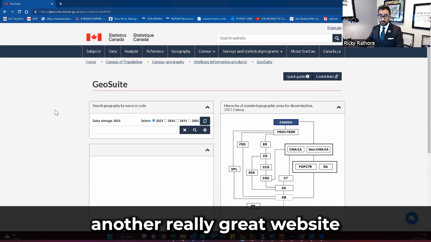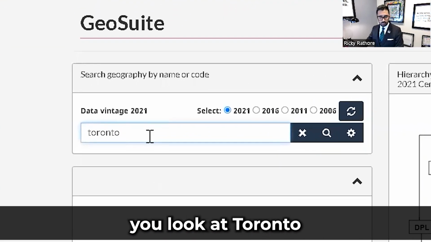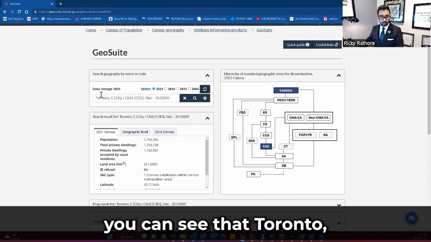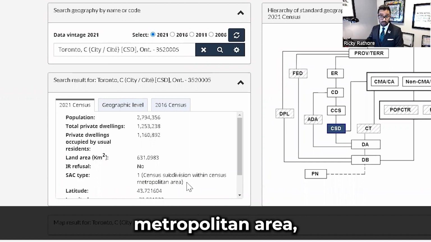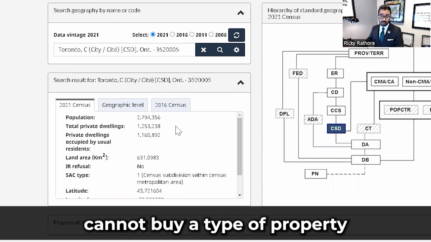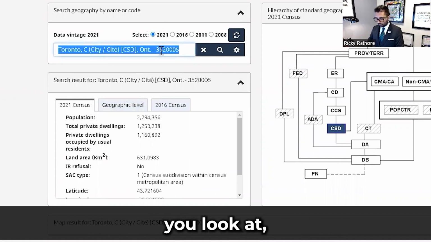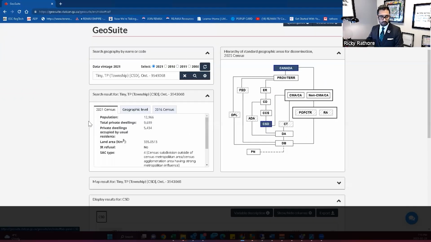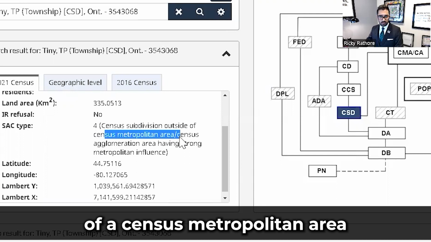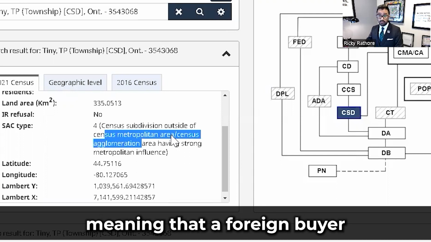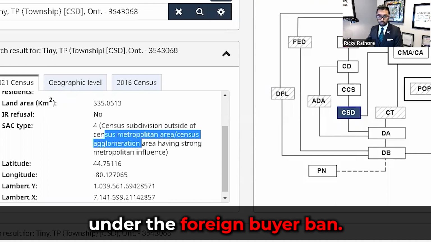Now, there's another really great website that you can use to help identify properties very quickly. If, for example, you look at Toronto and you search for it, you can see that Toronto is identified as a census subdivision within a census metropolitan area, meaning a foreign buyer cannot buy a type of property that isn't exempt in this area. If, on the other hand, you look at, for example, Tiny, you can see here it says that Tiny is outside of a census metropolitan area or a census agglomeration, meaning that a foreign buyer can purchase a property that would otherwise be banned under the foreign buyer ban.